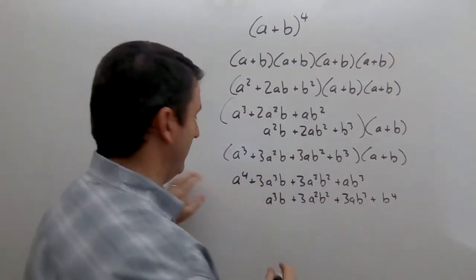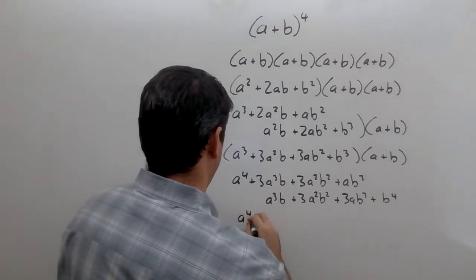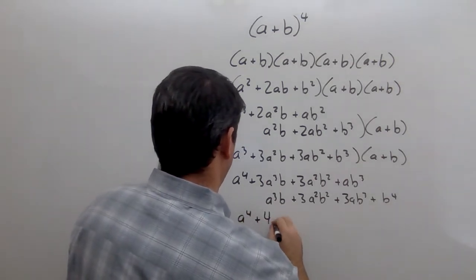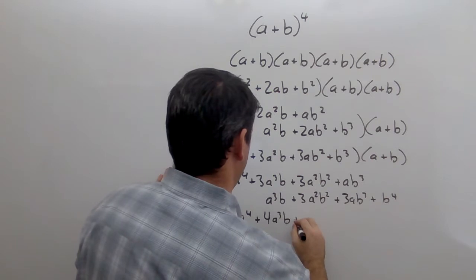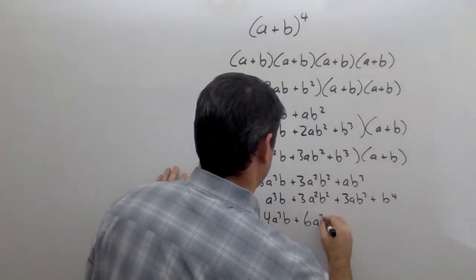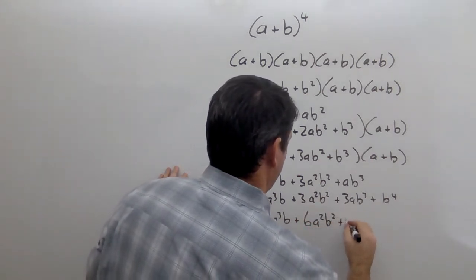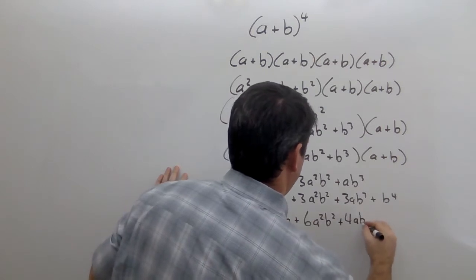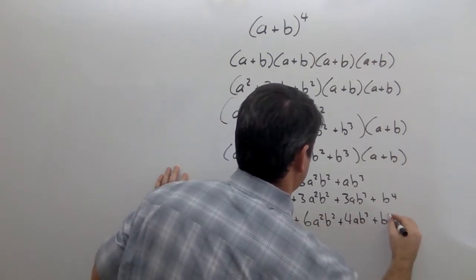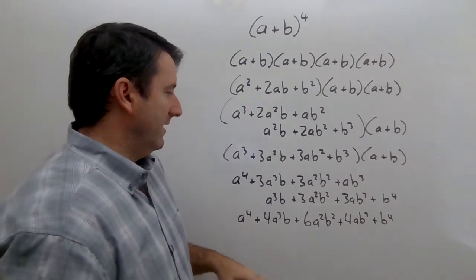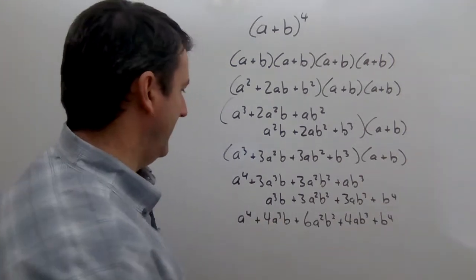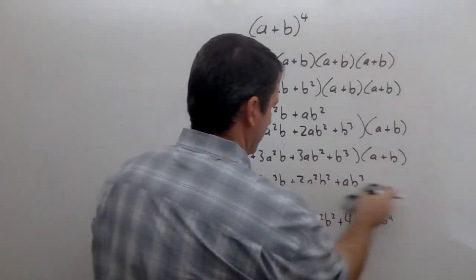And then adding our like terms, we get a to the fourth plus 4a cubed b plus 6a squared b squared plus 4ab cubed plus b to the fourth. All right, so there's our answer. And I'm going to leave that up here.